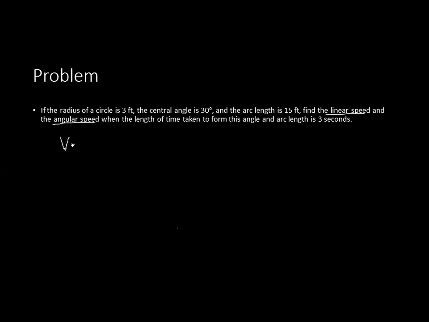The formula of the linear speed is S over T, where S is your arc length, while your angular speed is W equals theta over T. So your theta is your angle. This one's already easy because all you need is the arc length and the time. The time it takes to form the angle and the arc length is 3 seconds, so obviously your T here is 3 seconds.